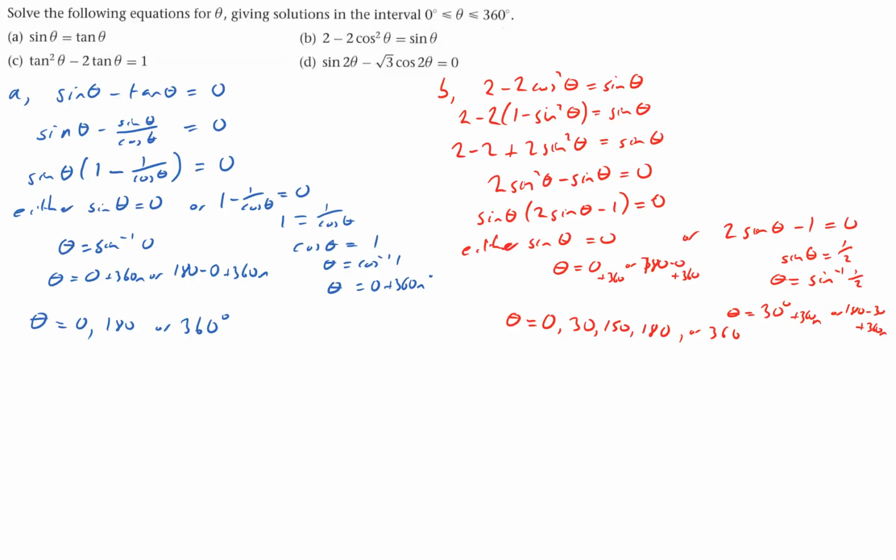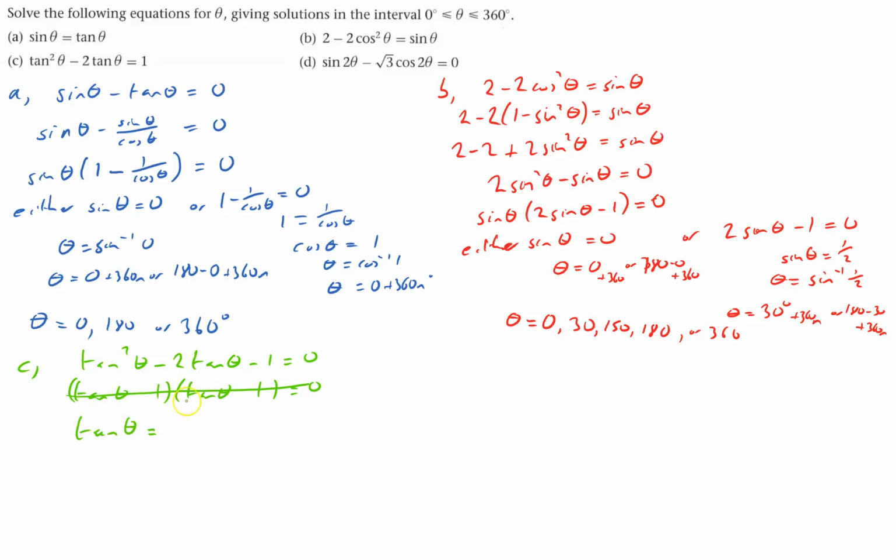To green now for C. I've got tan squared theta minus 2 tan theta equals 1. So I'm going to put down minus 1 equals 0. Factorise this. So tan theta and tan theta. To get 1, it can only be 1 and 1. One's positive and one's negative. That's not going to factorise. So I have to use the formula. Or I could complete the square, but I can use the formula.